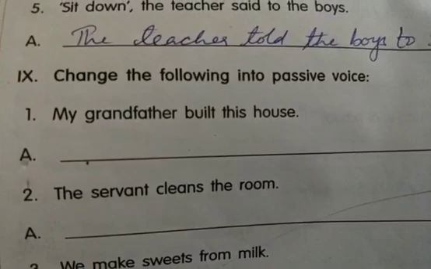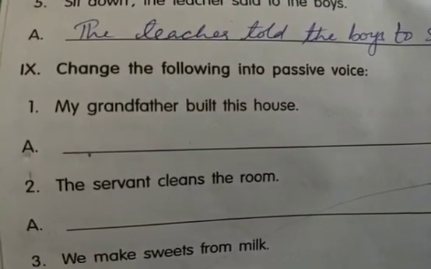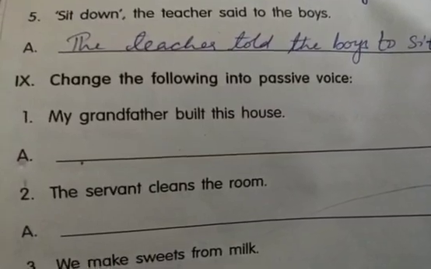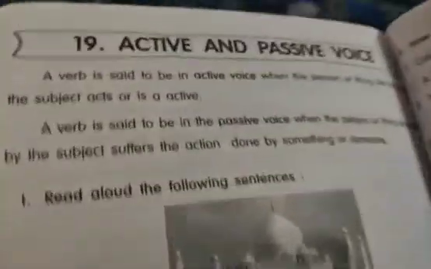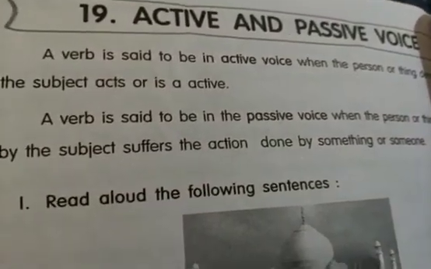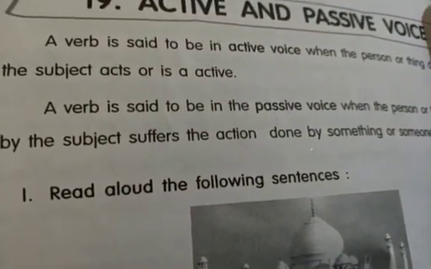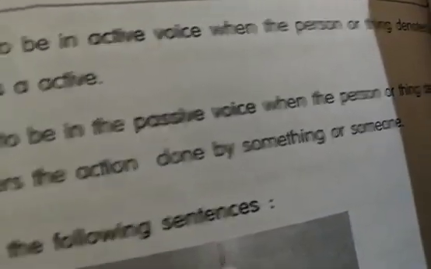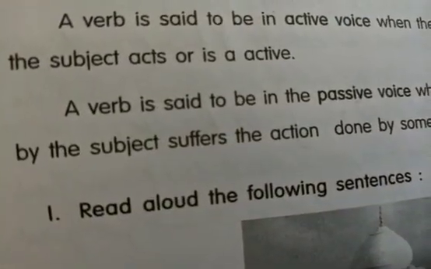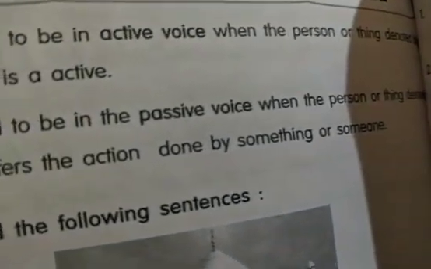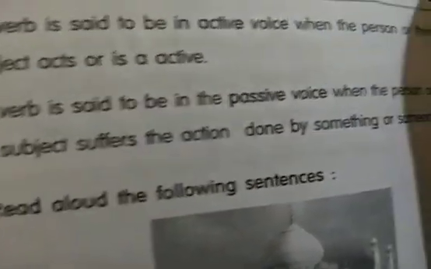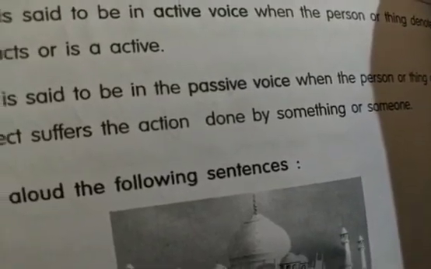The last is change into passive voice. Now before doing that, we must know what is active and what is passive voice. So let's see the last chapter, number 19, active and passive voice. When the person or thing denoted as the subject does the action, it is active. And when the person or thing denoted by the subject suffers the action done by something or someone, it is passive voice.